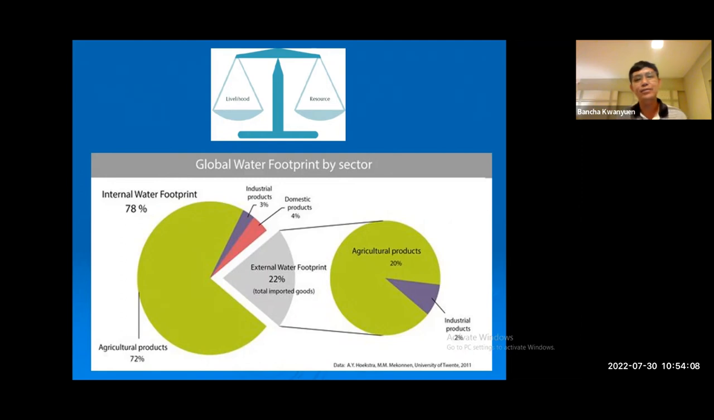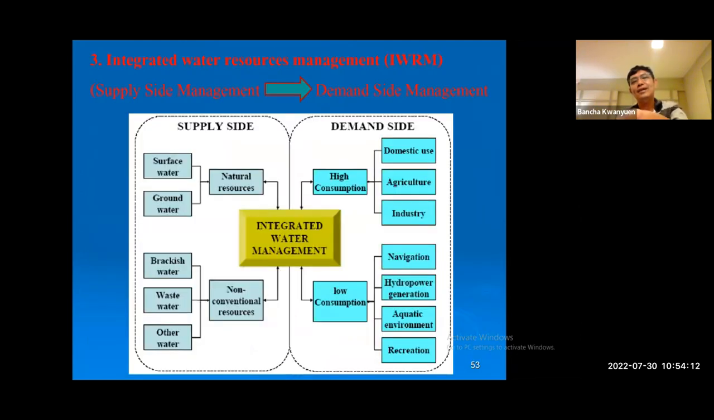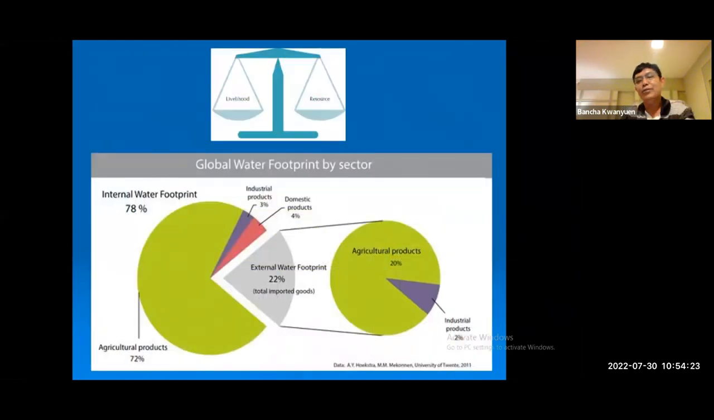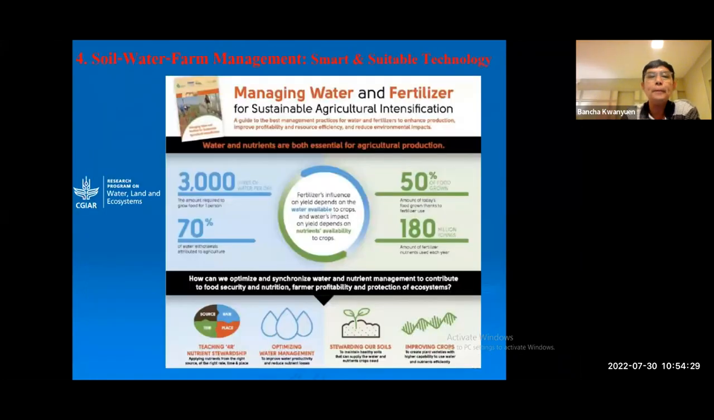If I look at this water footprint, you can see clearly why this is so important. I take you back to demand side water management, especially for agriculture, which becomes more and more important. If you look at this picture, you can see clearly why it's quite important and serious for us to do that.